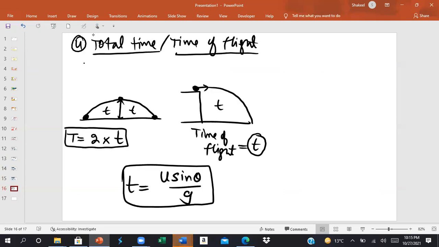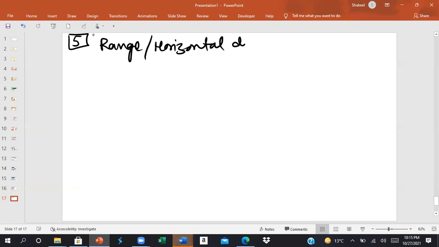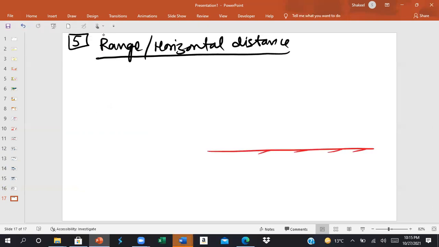Okay, the next term, number 5, is range. And this range is known as horizontal distance as well. So it means that we have to tell how much horizontal distance an object can cover.